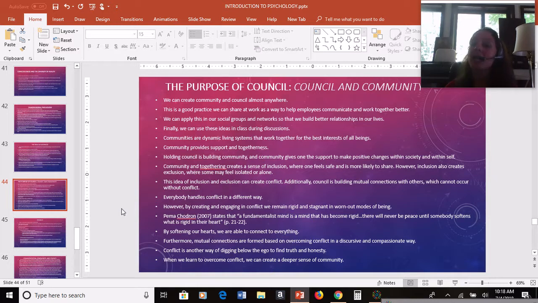We can create counsel and community anywhere we go, because it's just about working with other people and doing that in those positive and productive ways, so that we have those strong support systems. We have that sense of togetherness, and it just helps to make those positive changes, not only in society but also in ourselves too, okay?